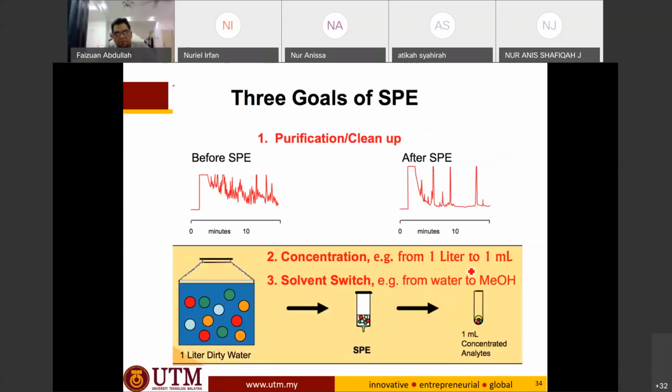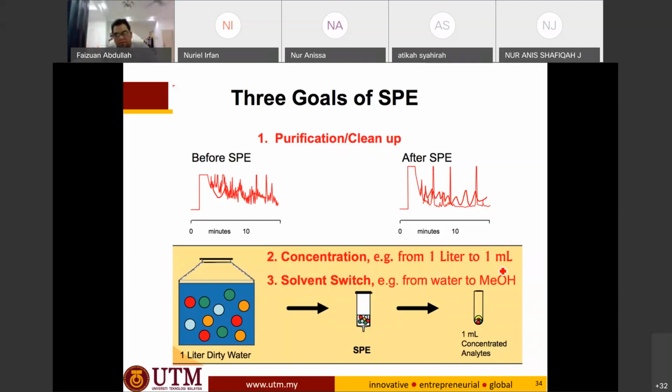What are the goals for the SPE? The first one is purification. You can see before we use SPE, we have a lot of interference peaks. But after we use SPE, we have removed the impurities so that we have less impurities and less background noise in our chromatogram.